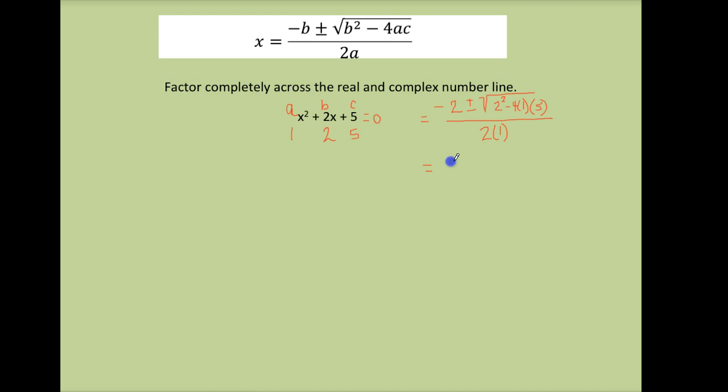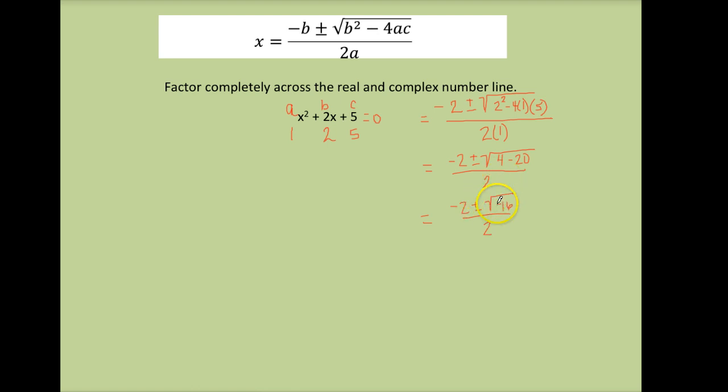Okay, what do we have from here? Well, we have a negative 2 plus or minus the square root of 2 squared is 4. And here negative 4 times 1 is negative 4 times 5 is negative 20. All divided by 2 times 1, which is 2. We continue simplifying, because now we have our root: 4 minus 20 is negative 16. And notice from here, I know that my roots are going to be complex numbers because we have the square root of a negative number, which means our answer will involve an i.